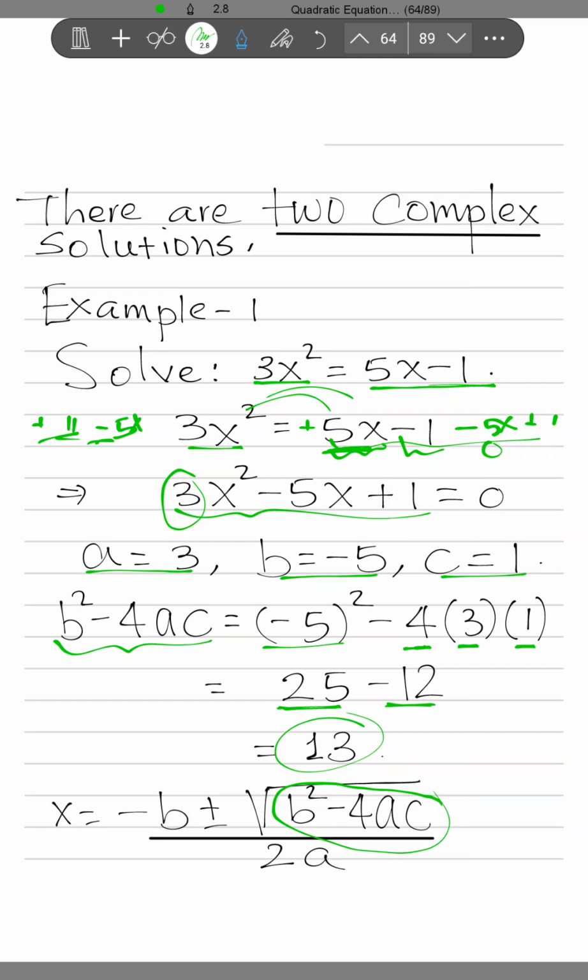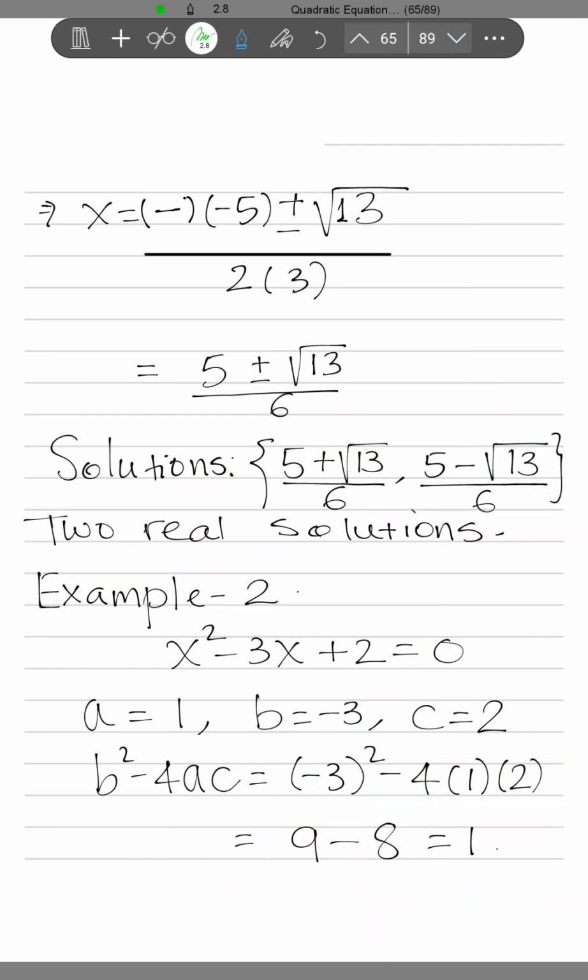So what's minus b? Minus b is minus 5. Minus 5 is a plus 5. So it's a 5, plus or minus. Now we know b squared minus 4ac is 13. So here we will have square root of 13. 2a is 2 times 3, which is 6. So we will have two solution sets. One is 5 plus square root of 13 over 6. The other one is 5 minus square root of 13 over 6. It is simply by applying the formula for quadratic equations. This is what we have discussed now.